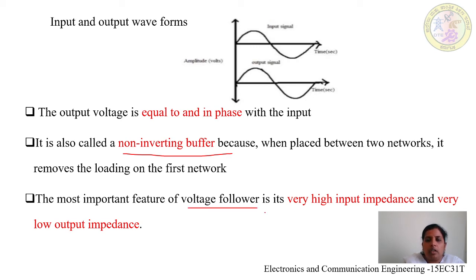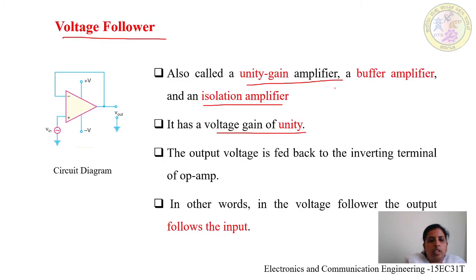In the voltage follower, the output follows the input. We give the input to the non-inverting terminal, and the output is connected and fed back to the inverting terminal of the op amp.